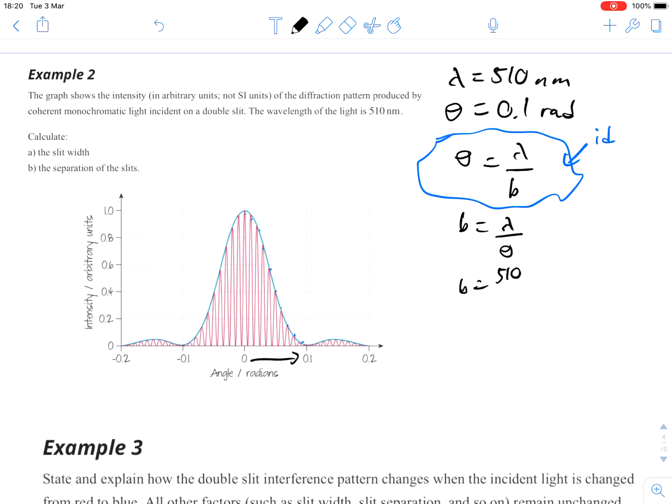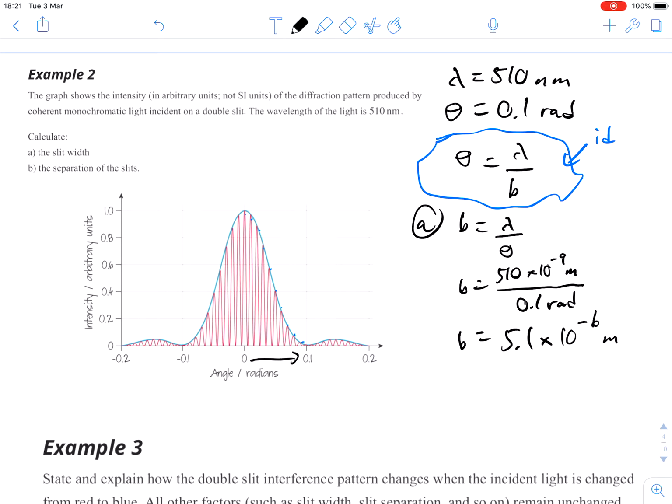So 510 nanometers, that's 10 to the power of negative 9 meters. So I'm going to make the conversion, I'm not going to write nano. And then we have 0.1 radians. So I'm going to grab my calculator. 5.1 divided by 0.1 radians. So that's going to give me 5.1 times 10 to the power of negative 6 meters. Now this is question A.